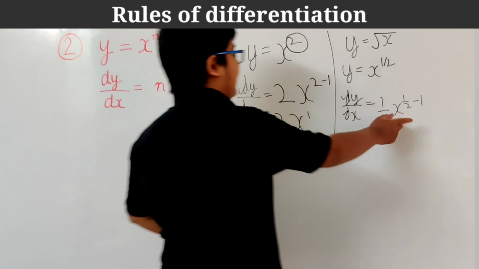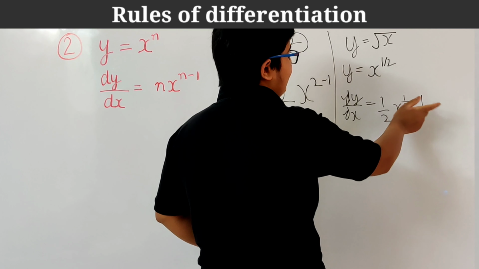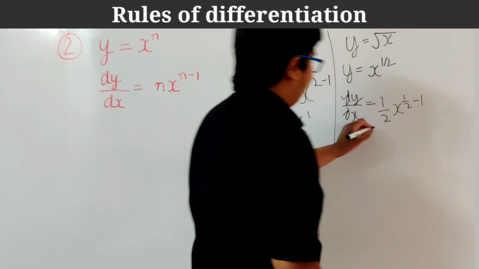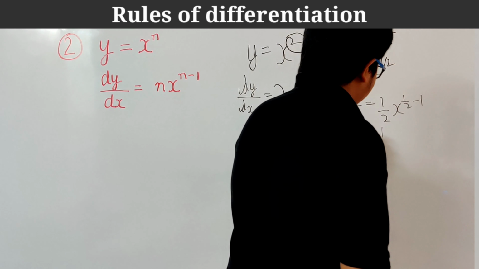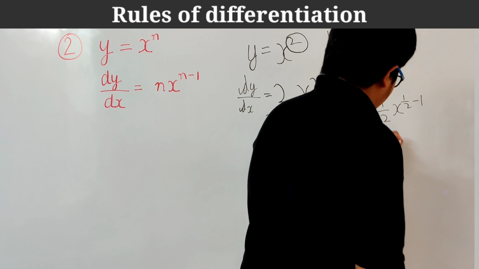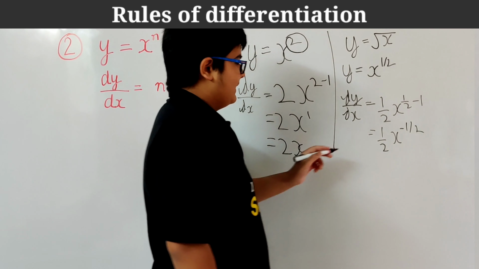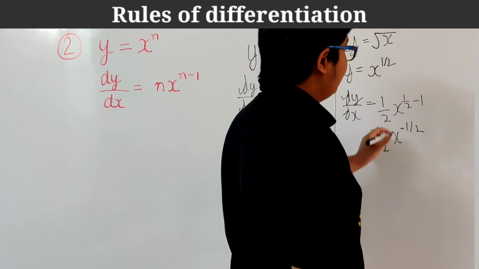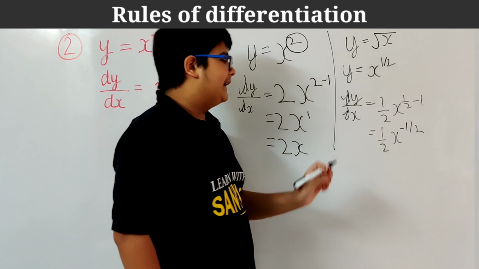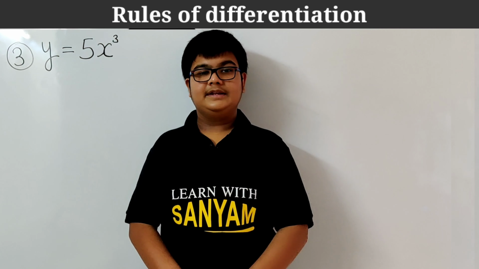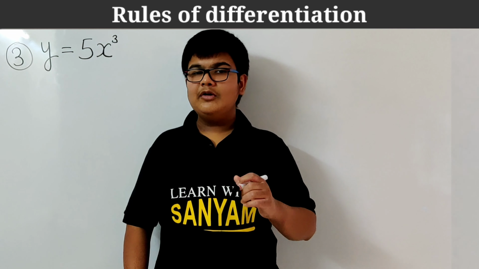So this will become half x to the power half minus 1. Now when we solve this, we will get half x to the power minus half. So dy upon dx will be equal to half x to the power minus half. I hope that this rule 2 is clear. Now let's discuss the third rule.